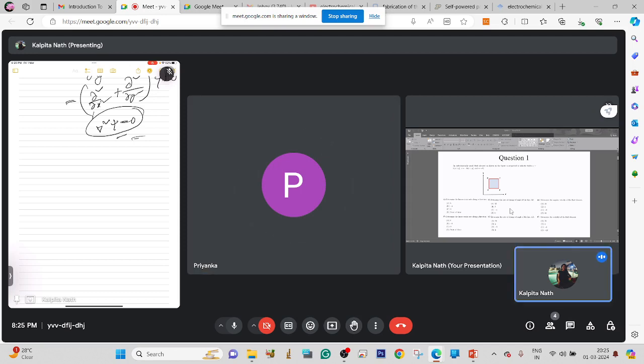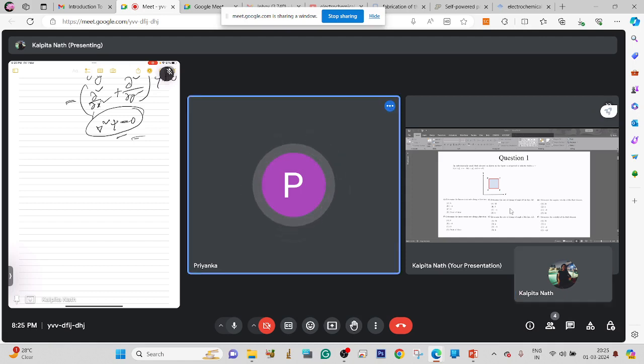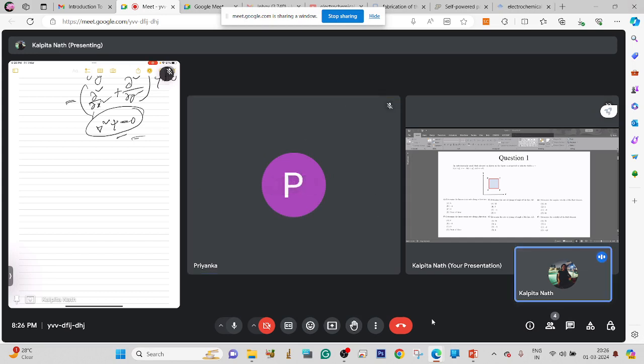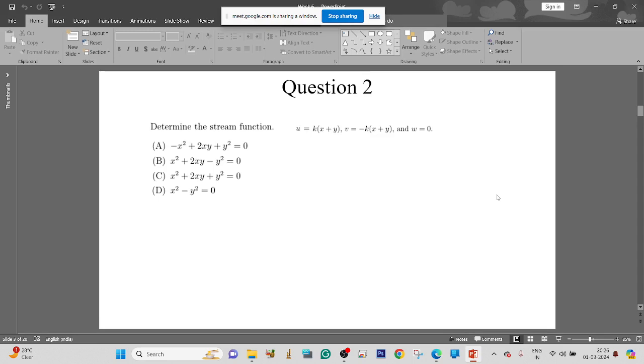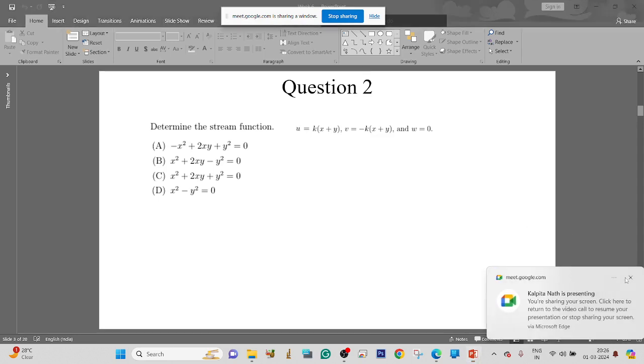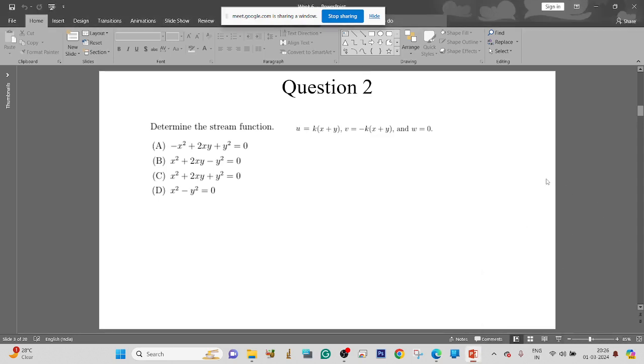So next is the vorticity of the fluid element. What did you get? It will be minus 2k then. Yeah, correct. Okay, so this is done. Let us proceed to the next question. So determine the stream function.